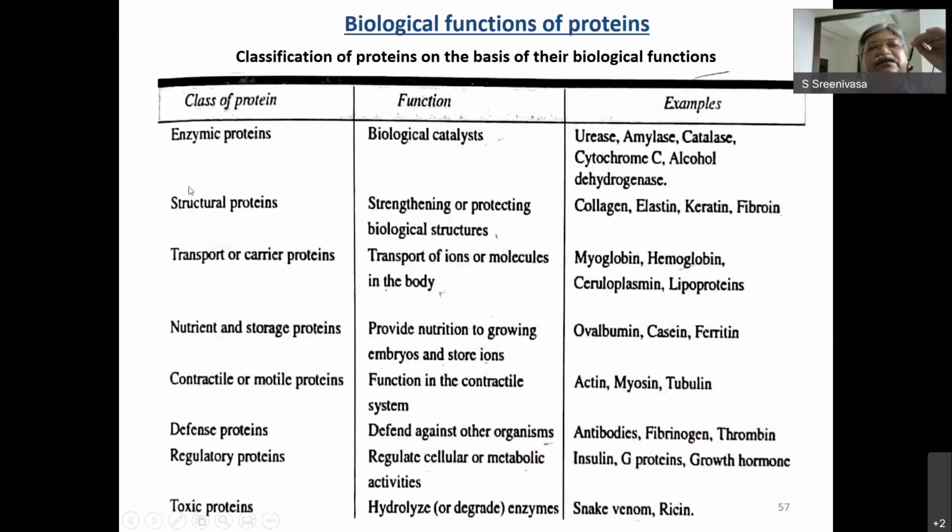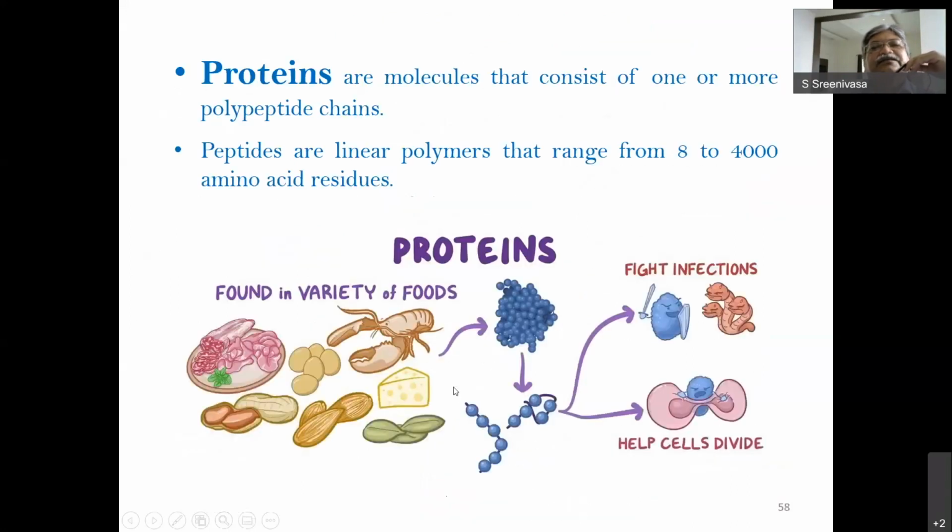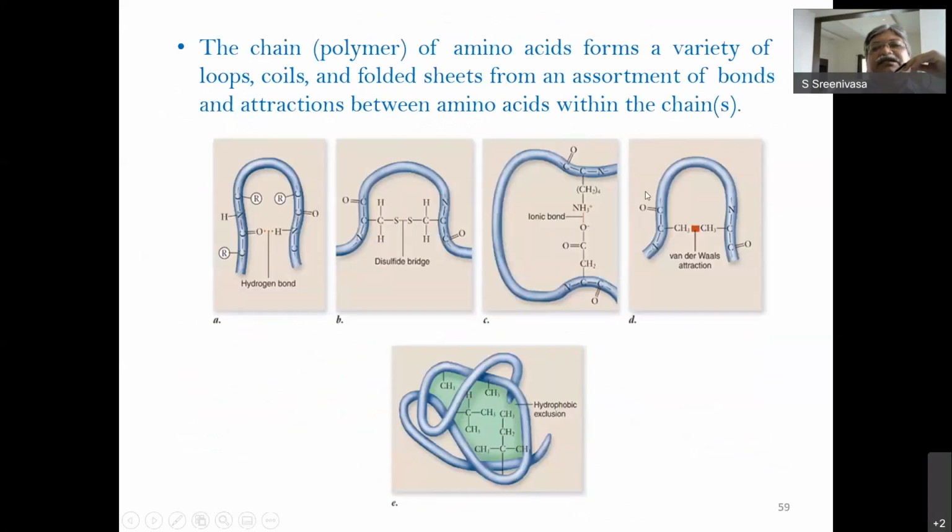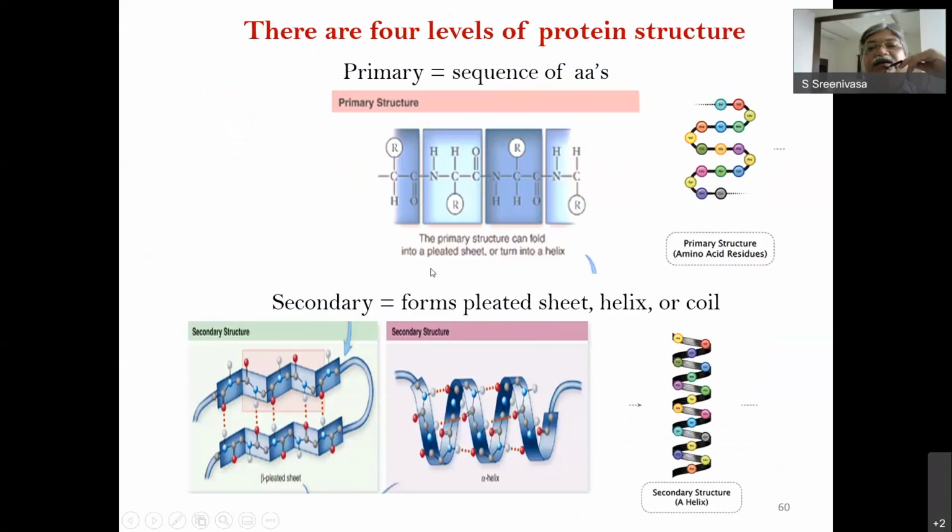These proteins are a very important class of compounds. There are enzymatic proteins, which act as biological catalysts: urease, amylase, alcohol dehydrogenase, and so many others. Structural proteins are there, and transport or carrier proteins, such as hemoglobin and myoglobin. There are nutrient and storage proteins, defense proteins, regulatory proteins, and toxic proteins like snake venom. These venoms are also proteins, and they are also used for treatment purposes. These are the different proteins, and now the structure of the protein molecules.